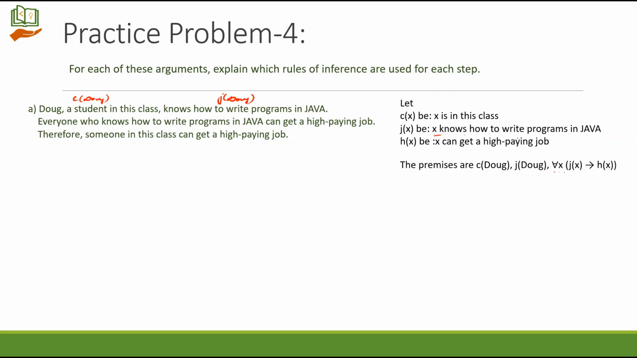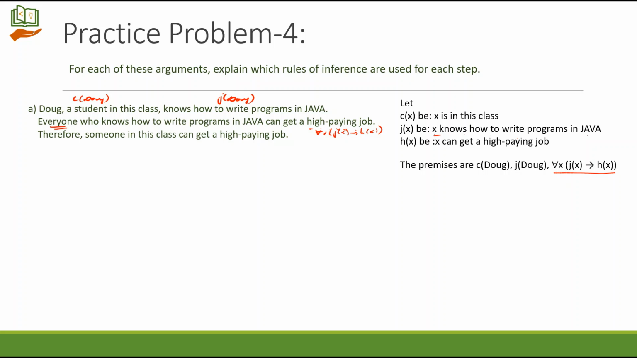Next premise. Who knows how to write programs in Java is J of x. If they know to write Java programs, they can get a high paying job is what we can tell with H of x. So J of x implies H of x is put under universal quantifier because it applies to everyone. So this will be for all x, J of x implies H of x. So if they know to write Java programs, they will get a high paying job.